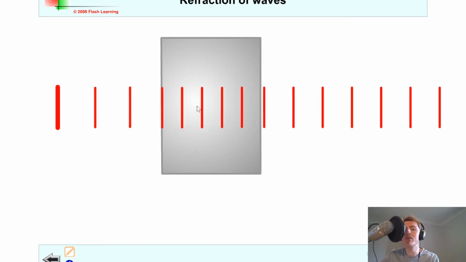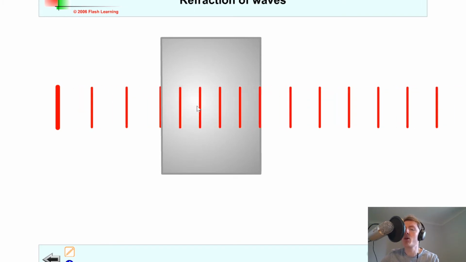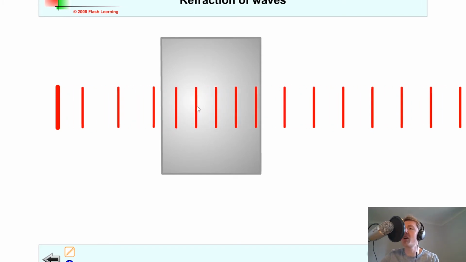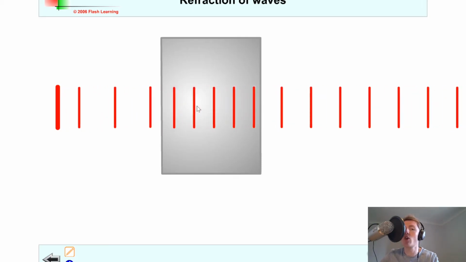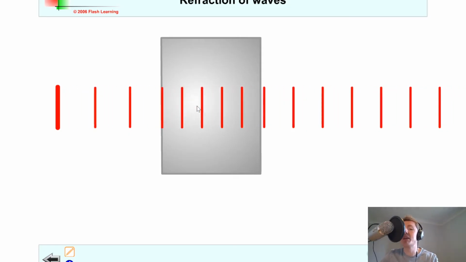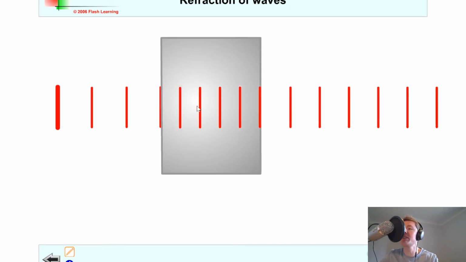Because of the wave equation v = fλ, because the speed and the wavelength both change, that means the frequency of the wave must stay the same. So we can say that the frequency of the light always stays constant no matter what material it's going into or leaving. It's only the speed and the wavelength that will change, and the speed and the wavelength always do the same thing.